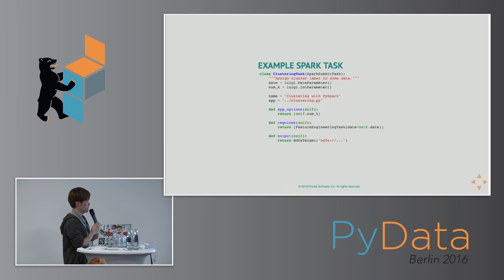This is an example of Luigi tasks. You import the Spark Submit class, and then, as I just said, you can define some parameters like date and number of Ks, which you can pass to your script. You can also set up your graph dependencies, right? In this case, for example, the feature engineering task has to run first before the clustering task can run. Basically, Luigi works like make.